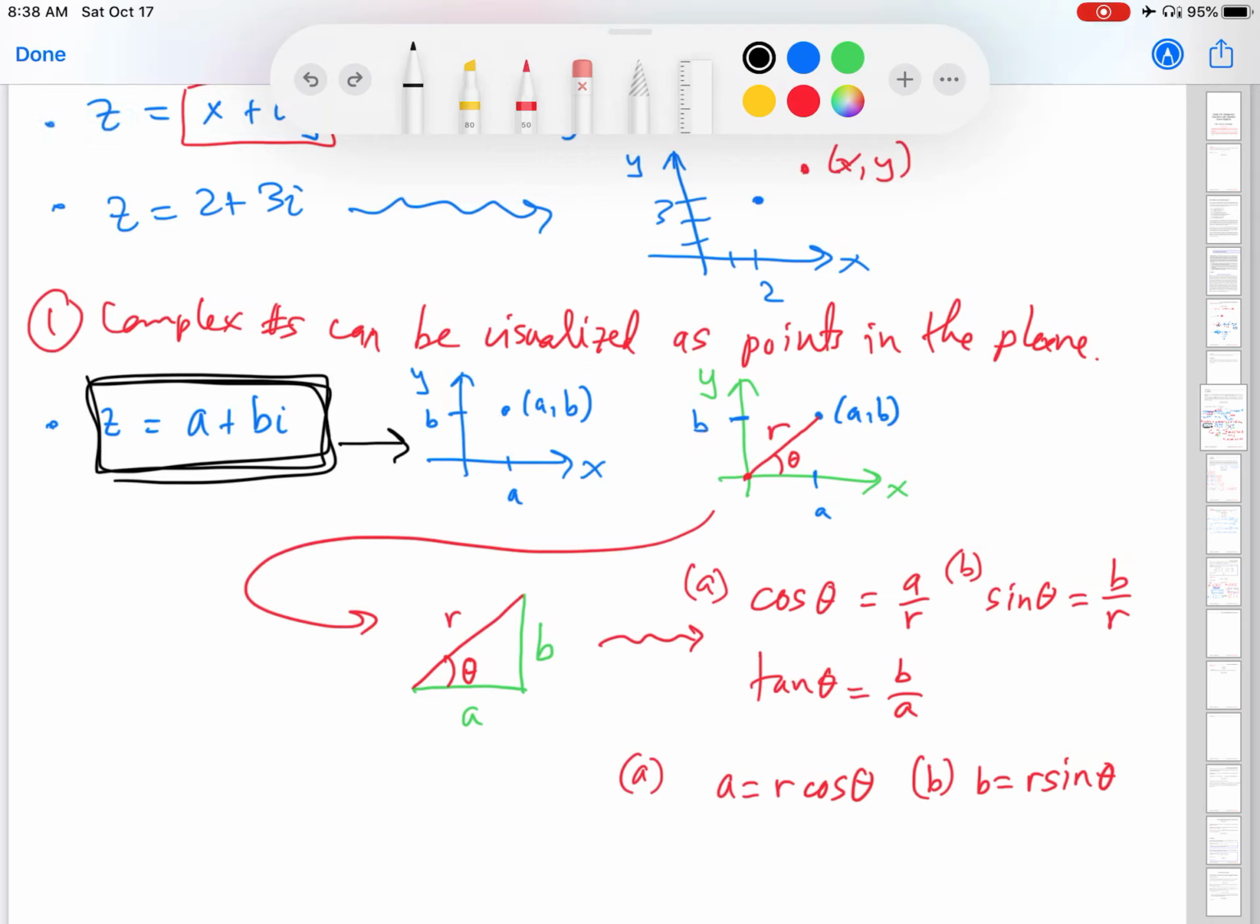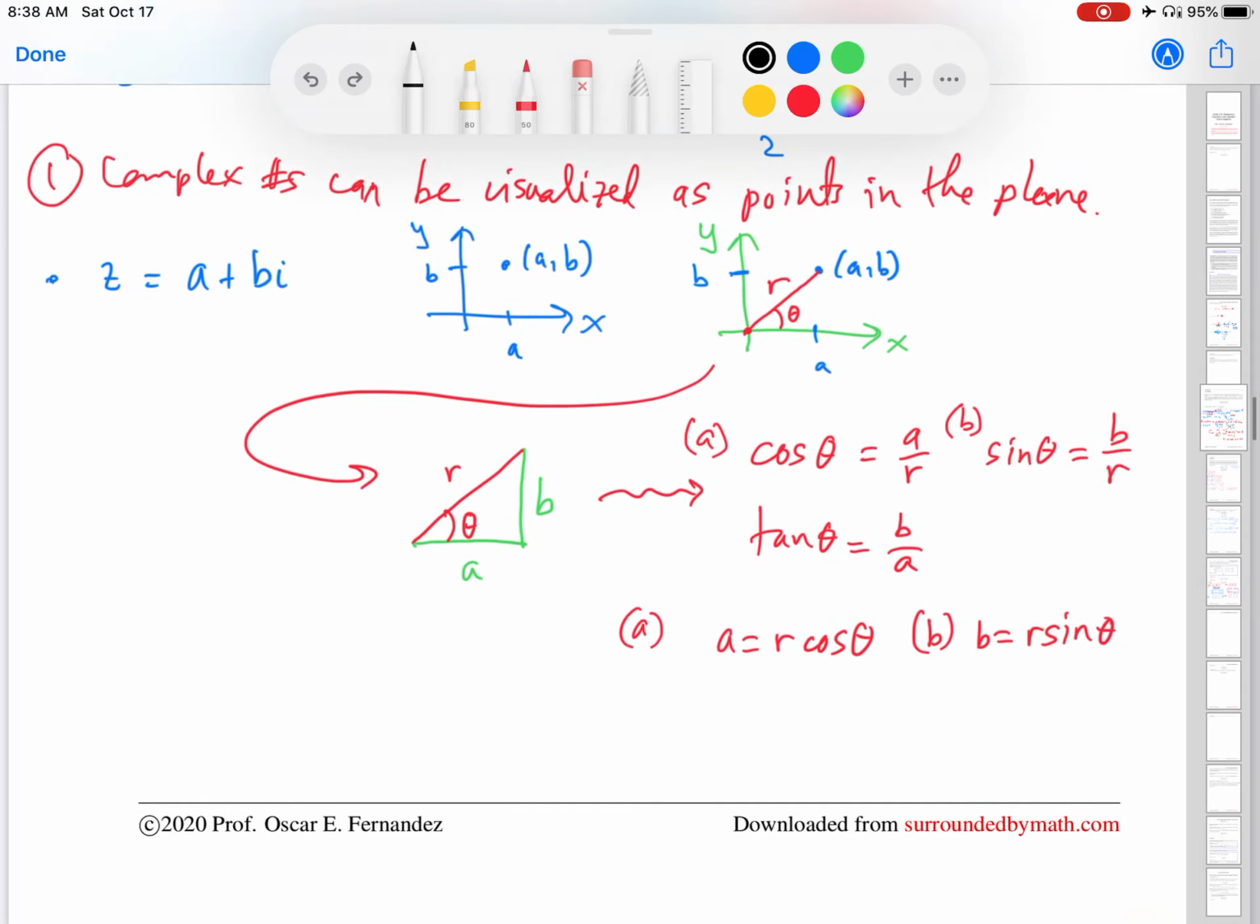And now I've gotten to a point where I've made a very interesting discovery. If you know R and theta, then you can put them in here and they will give you back the A and B values. All right, so this is effectively the transformation from Cartesian coordinates to polar coordinates.